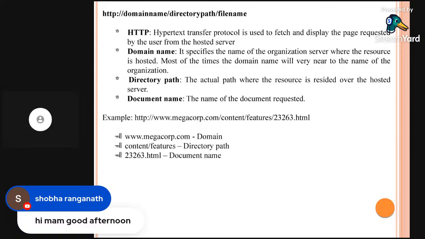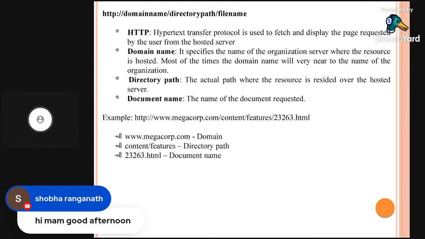Domain name, directory path, and the file name. So this is an example of the HTTP. Hypertext transfer protocol is used to fetch the display page requested by the user. Then the domain name specifies the name of the organization. Directory path is the actual path where the resource resides on the hosted server. And the document name serves the actual document which is requested. So these are the examples of such cases.